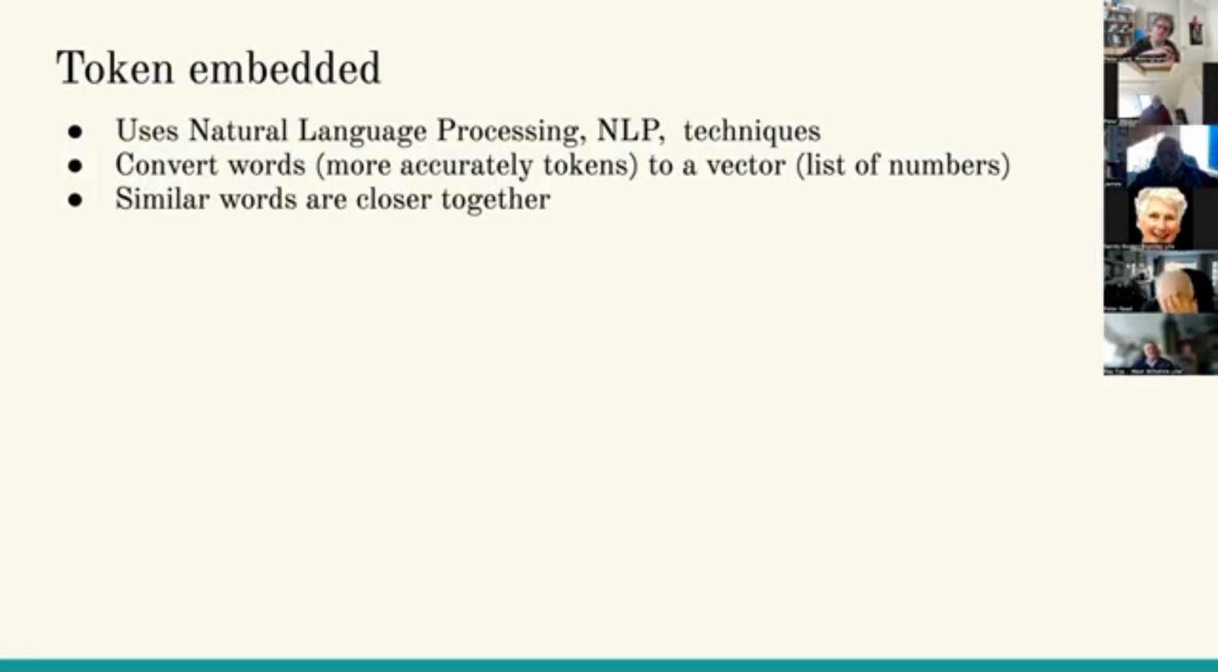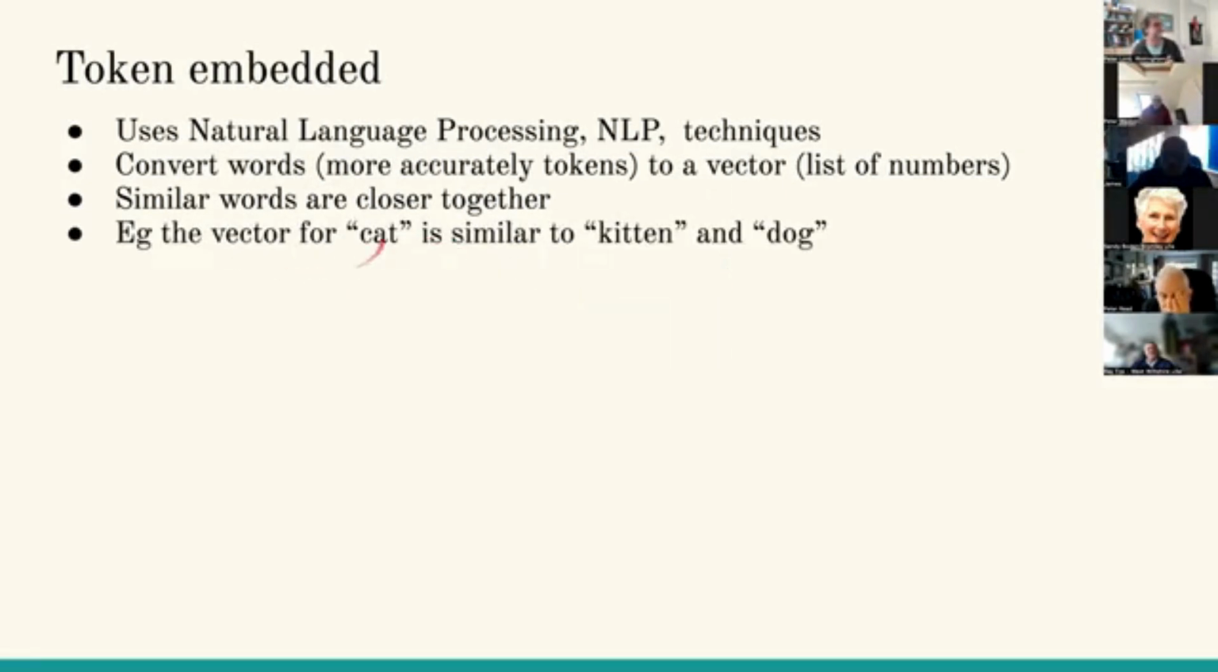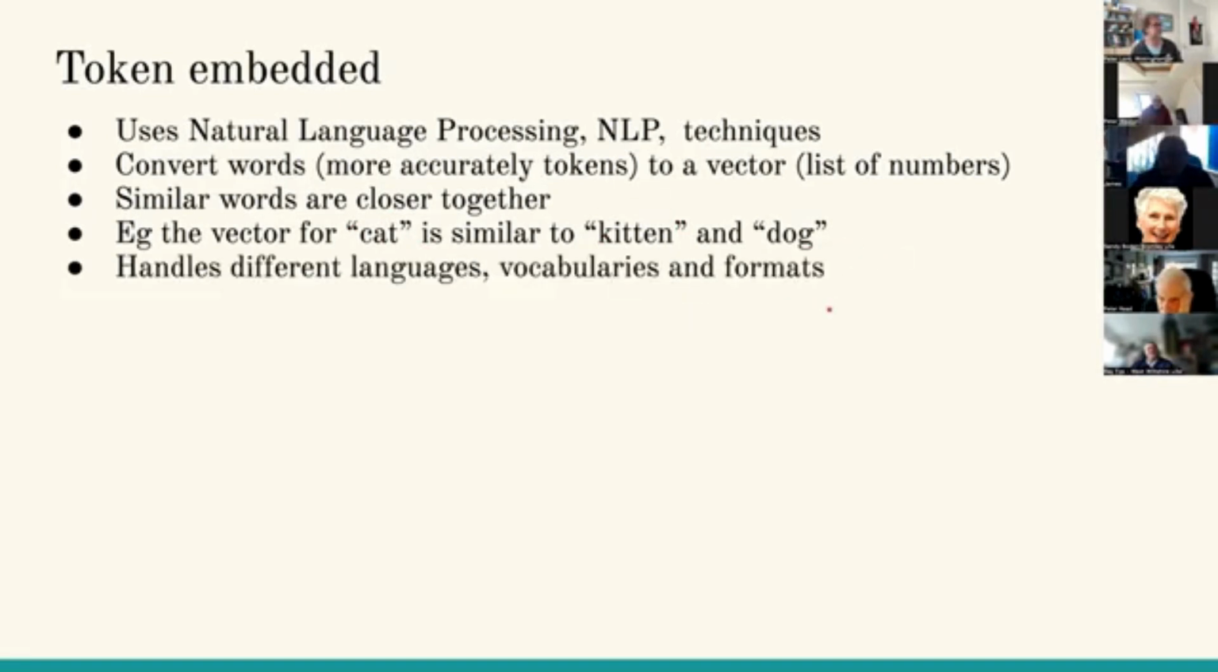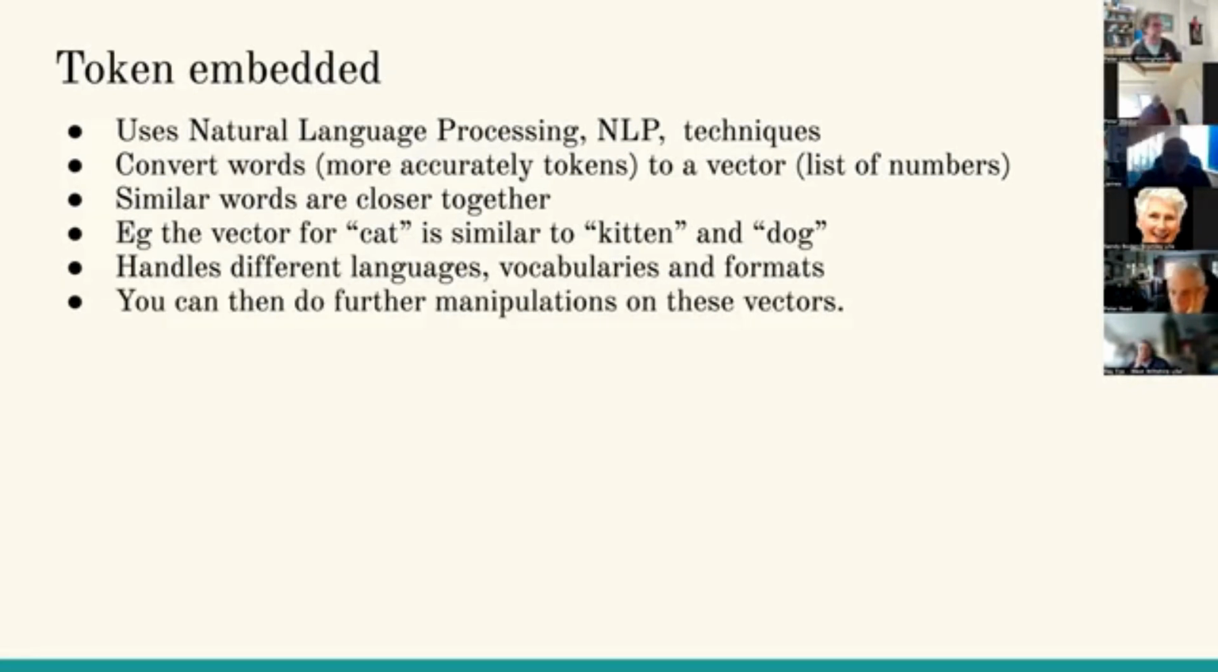But this conversion is quite clever because it's not just a mapping of words to numbers. It's done such that certain meaning is still maintained in those vectors. So, for example, the vector for cat is similar to the vector for kitten and dog. The nice thing about this is the token embedding can now handle different languages, different vocabularies, different formats, and pass these numbers on to the transformer layers where it can manipulate them as numbers.